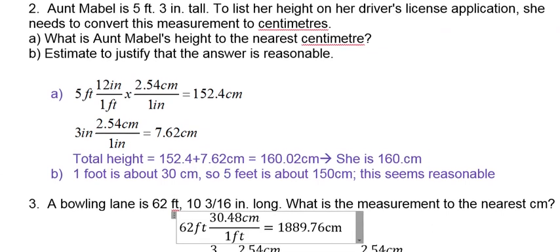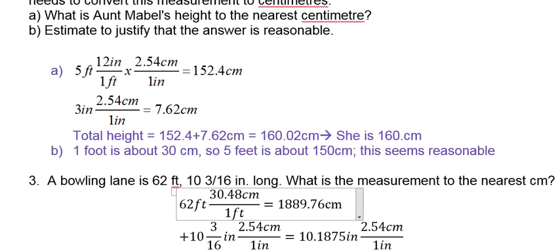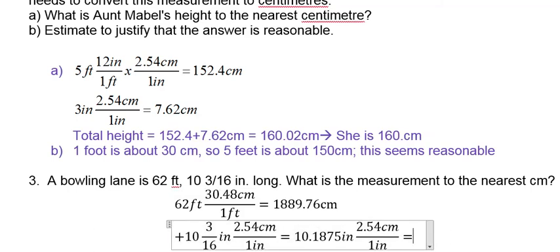Then when we take the inches part of this, again, you can change those inches into a decimal equivalent. So the 3/16 is 0.1875. Convert that to centimeters. And then we can add those two together. So the 1889, and again, I see I didn't say what that equals.